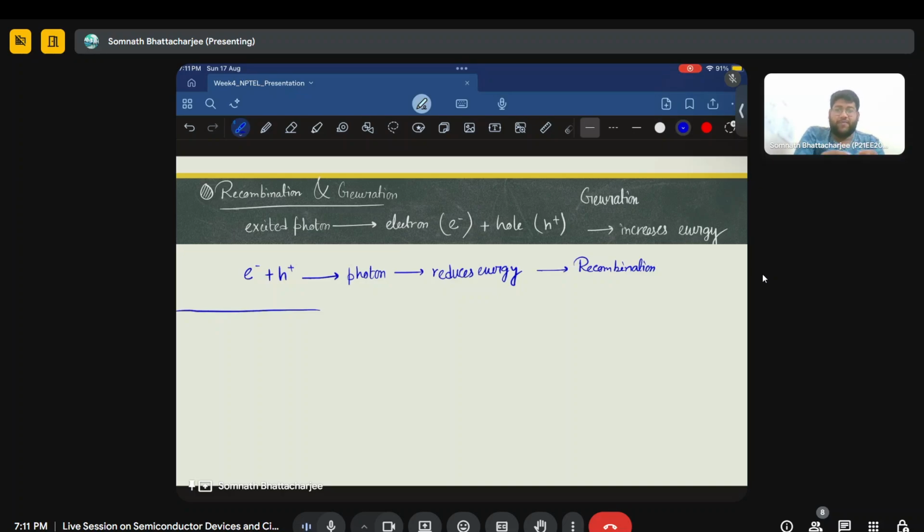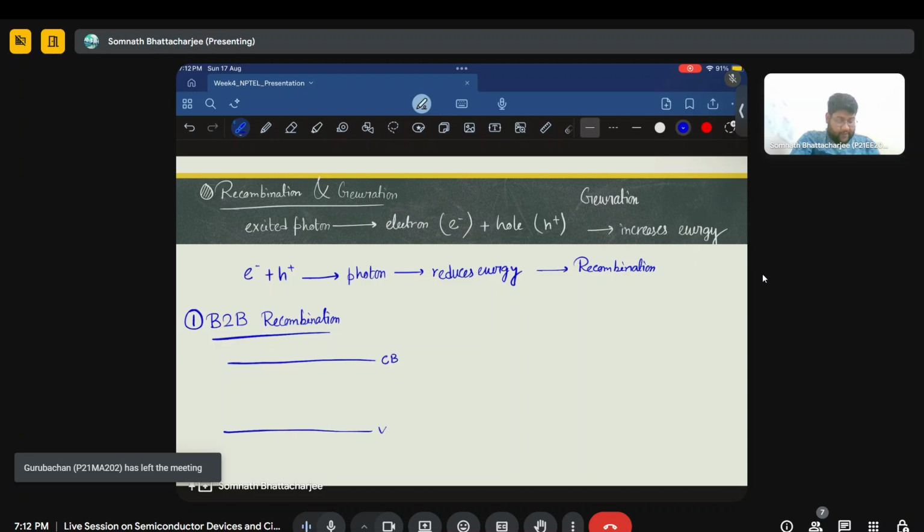So there are several types of recombination and generation phenomena, and based on that, we can have several examples, and then we'll talk about those. The first one is B2B recombination, that is the band to band recombination. What happens in this kind of thing is, let's draw it like this. So this is our conduction band and this is our valence band.